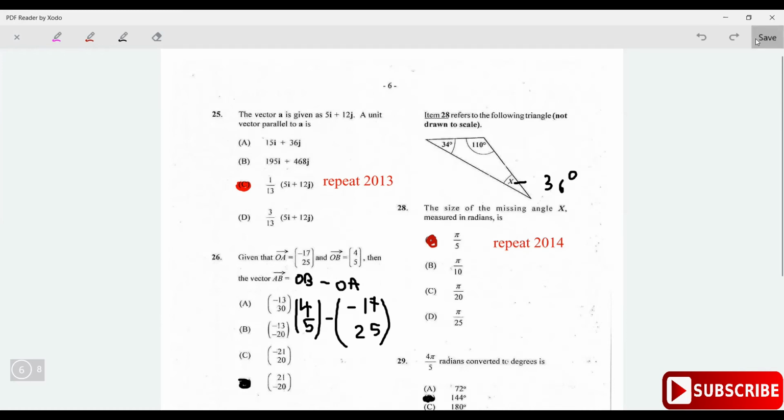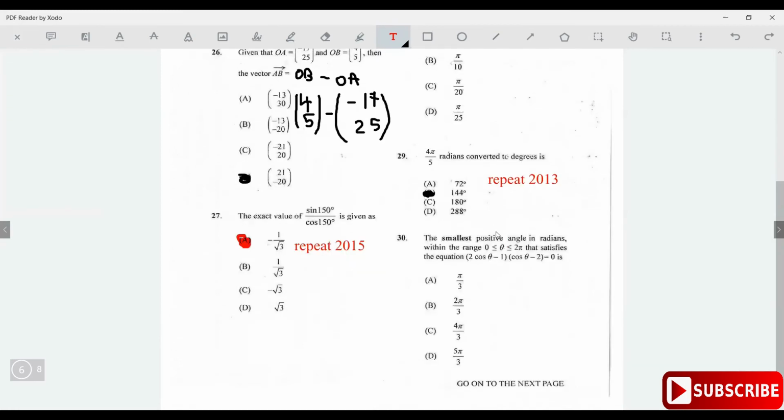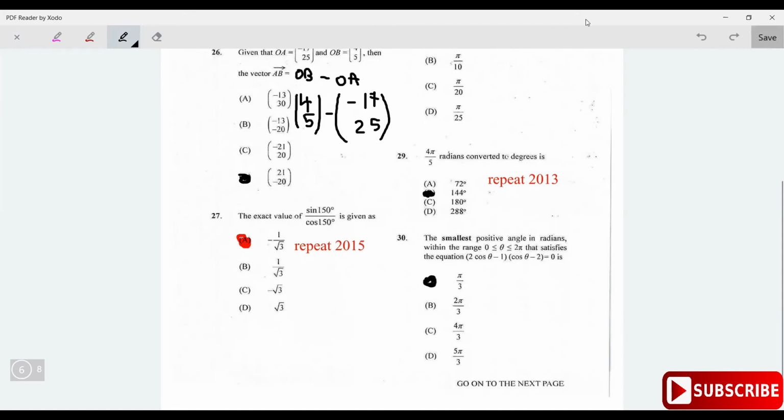This is a repeat from 2013. Find the smallest possible angle. This one is a repeat again, from 2014 this time, which is pi by 3. So many repeat questions. Repeat from 2014. All right. So the more you do past papers, the more you notice which ones are repeating.